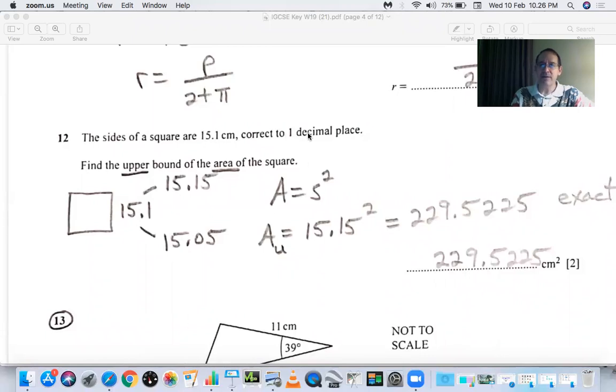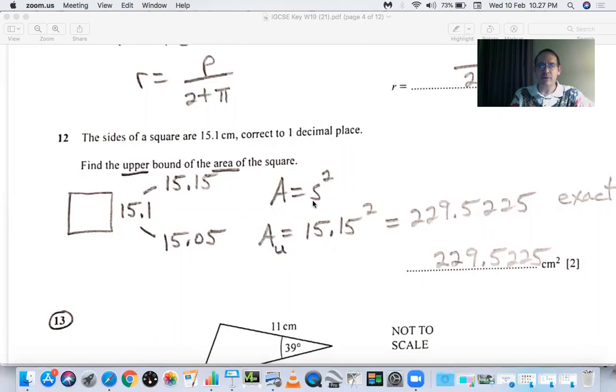So if we divide 1 decimal in half, that gives us 0.05. If we go down 0.05, that takes us to 15.05. If we go up 0.05, that takes us to 15.15. So this is the upper and lower bound for the measured value. Now we want to figure out which one of these we use in the formula. The formula wants to find the upper bound for area.